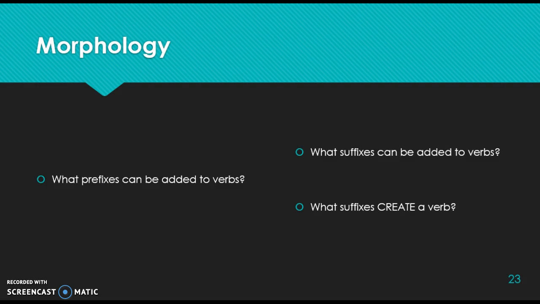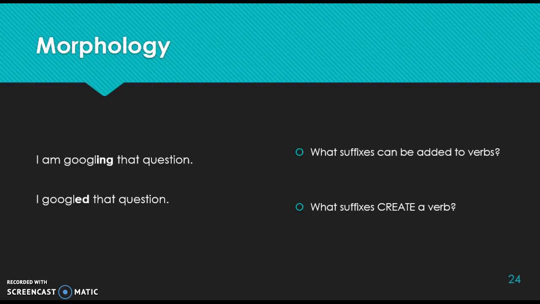We could do the same thing with verbs. I'm just going to go over one little example because it's reliable. We could add ing and put it into a sentence like I am Googling that question to test it. That suffix of the ing or the ed shows us that we're using that word Google as a verb in that sentence.